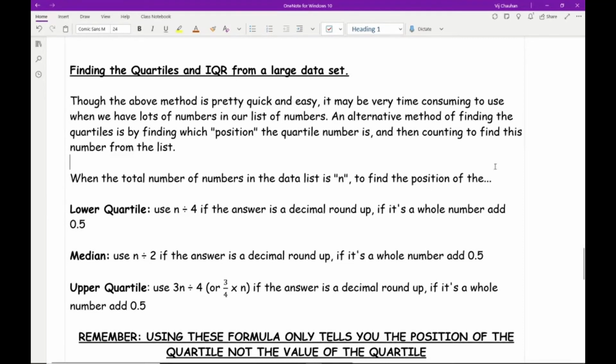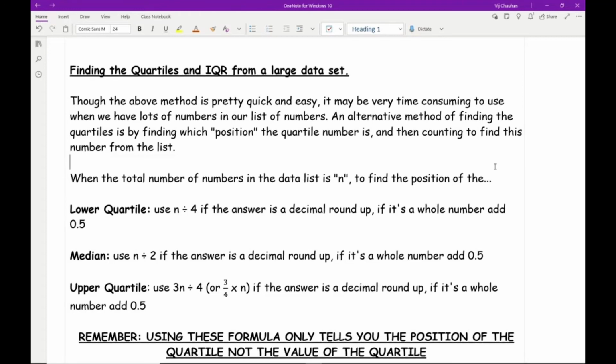Now when the total number of numbers in the data list is n, to find the position of the lower quartile, all you need to do is, if n is the total number, so 13 bits of data, 14 bits of data, n would be 13 and 14 respectively. So to find the lower quartile position, you just divide that total number by 4. If the answer is a decimal, you round up, and if the answer is a whole number, you add 0.5 to it, and that answer would be the position in your list of ordered numbers of your lower quartile.